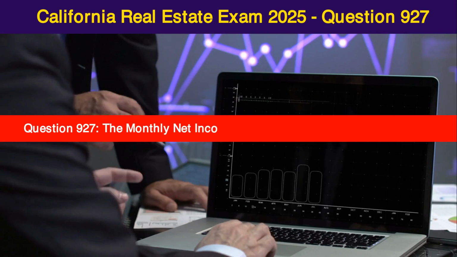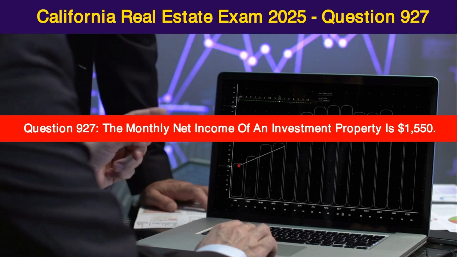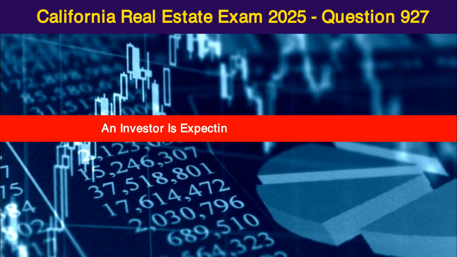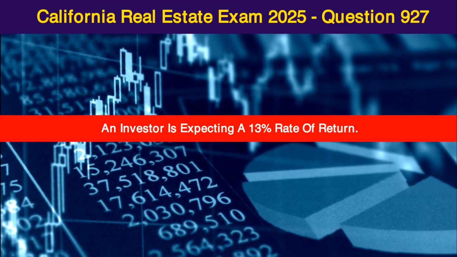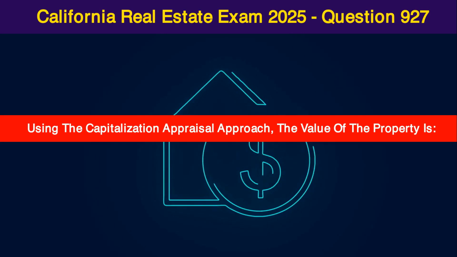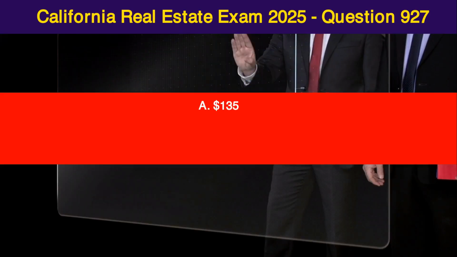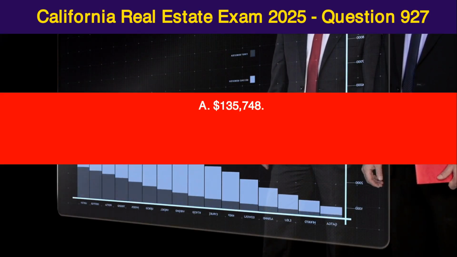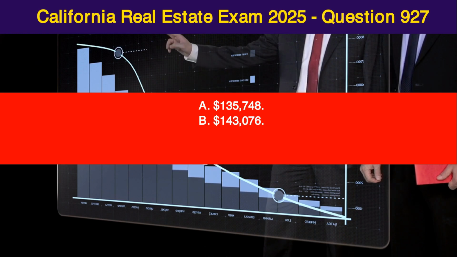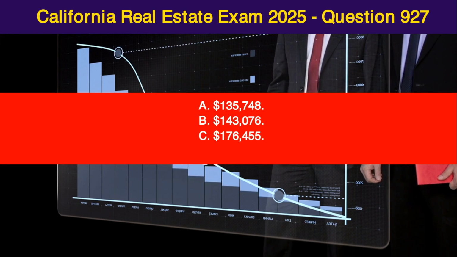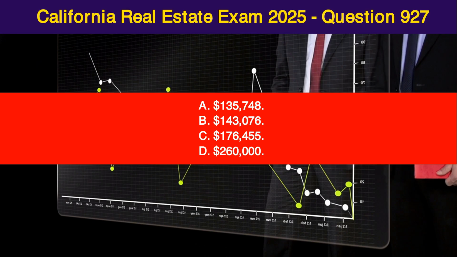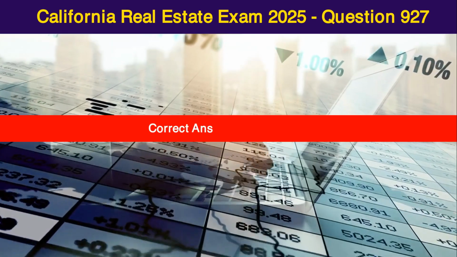Question 927. The monthly net income of an investment property is $1,550. An investor is expecting a 13% rate of return. Using the capitalization appraisal approach, the value of the property is: A. $135,748. B. $143,076. C. $176,455. D. $260,000. Correct answer is B.